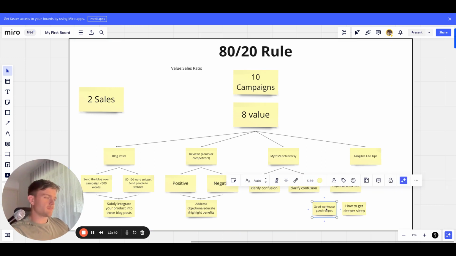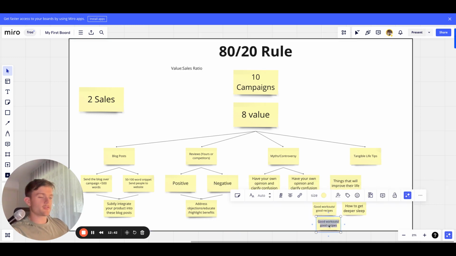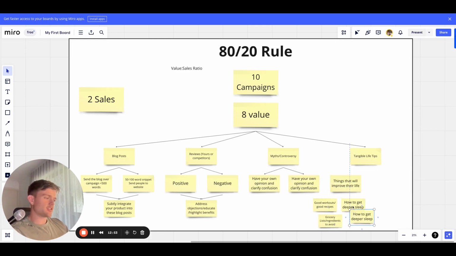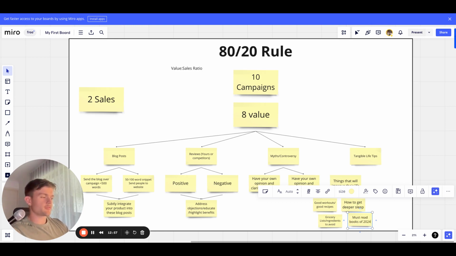It could be ingredients that you need, or grocery lists, ingredients to avoid. What else is there? If you're in education of some sort, you could do must-read books of 2024. There's tons of ideas here.